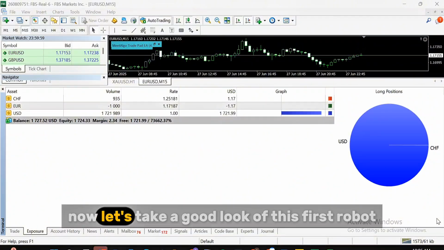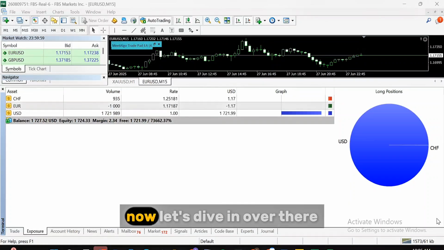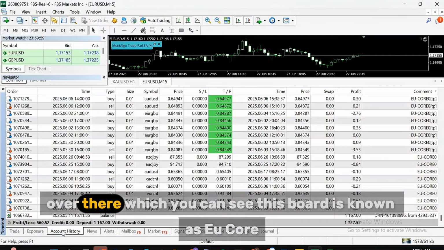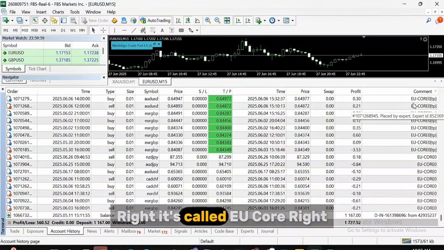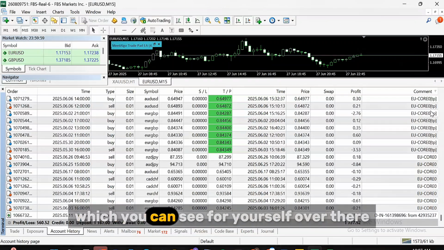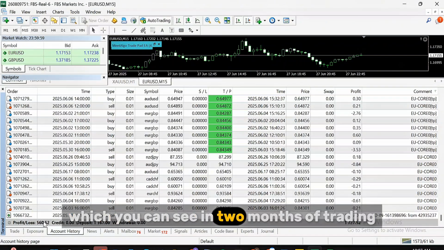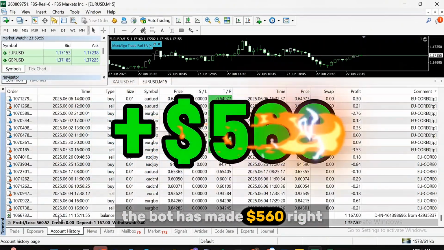Now let's take a good look at this first robot and see the name of it. Let's go to the history of this account, where you can see this bot is known as EU Core. We made a deposit of $1,167 in this account, and in 2 months of trading, the bot has made $560.